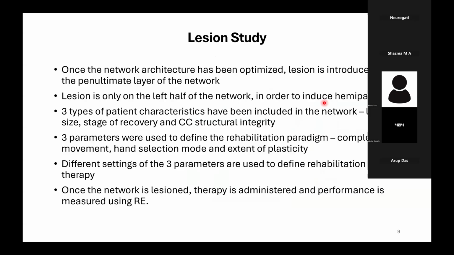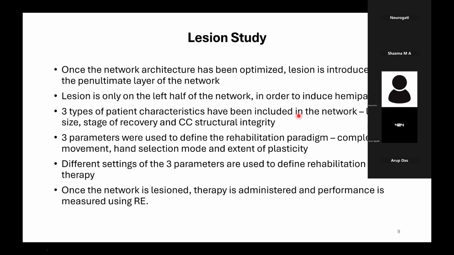Hemiparesis is basically weakness or paralysis in one side of the body, where paresis means weakness or paralysis and hemi denotes one half of the body. Three types of patient characteristics have been included in the network. The main objective of this network is to see if there is a correlation between the patient characteristics and the parameters that are going to be used to define the rehabilitation paradigm.